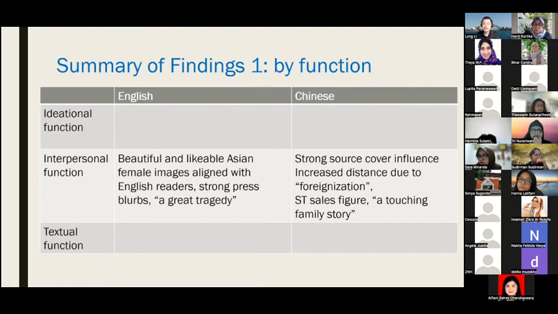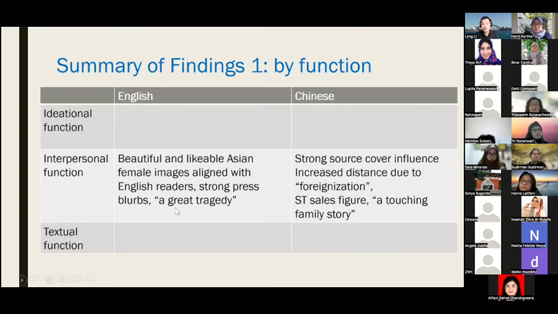And the Taiwanese covers mainly promote the book by referring to the sales figure of the source text, but not of the Chinese translation, which is very interesting. And so it promotes the translation by referring to the source text. And there is also a shift of genre from a great tragedy to a touching family story, which is aligned with my linguistic analysis that the Chinese translations are more personal and less political than the English source text.